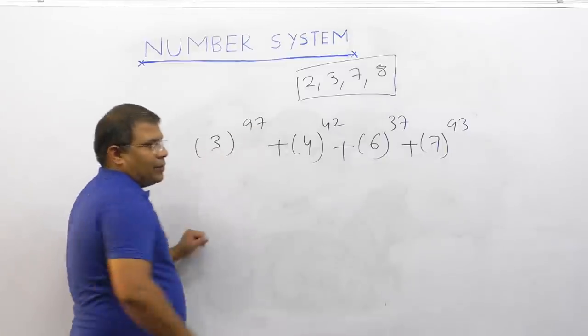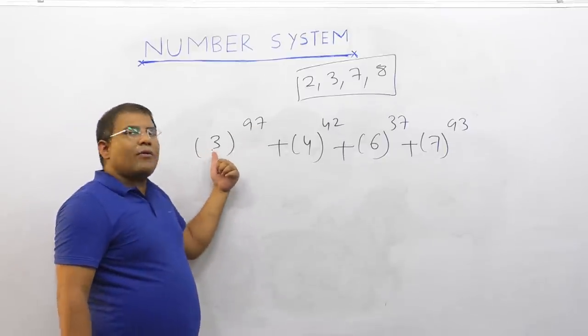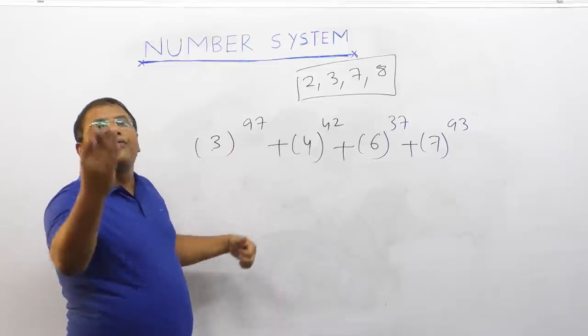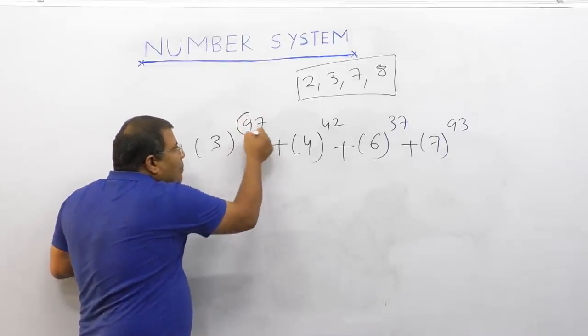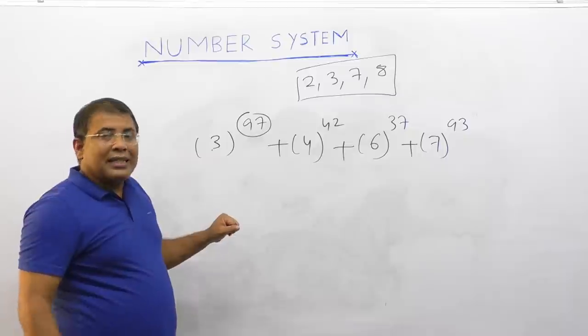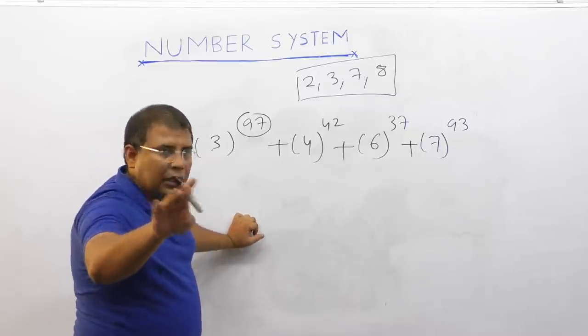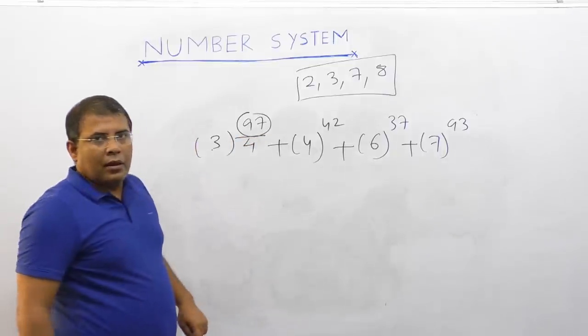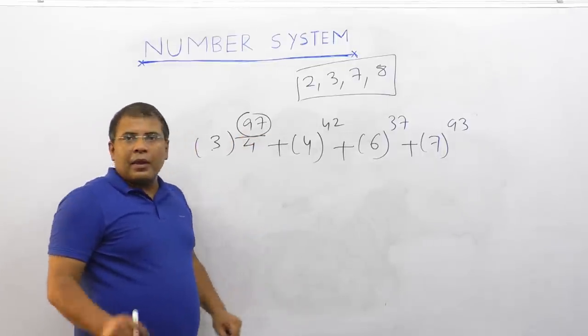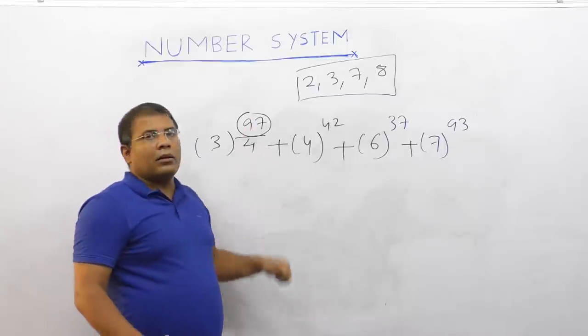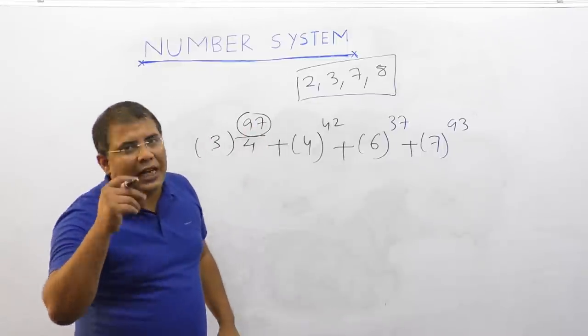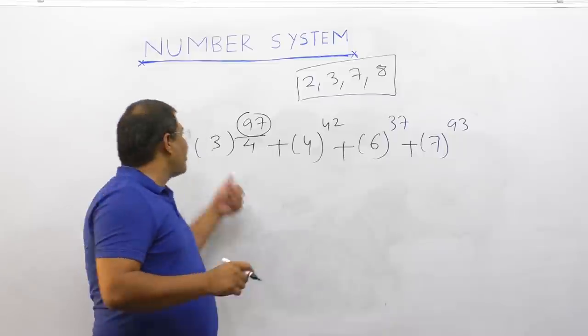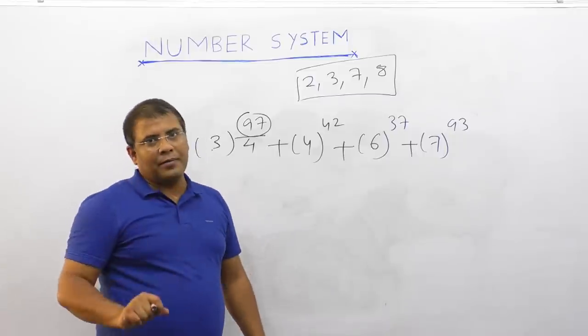3 to the power 97. As we know, the power cyclicity of 3 is 4. So our power is 97. What was the cyclicity? 4. So I divide it by 4. Now if this number is completely divisible by 4, it means 3 to the power 4 will be the result.